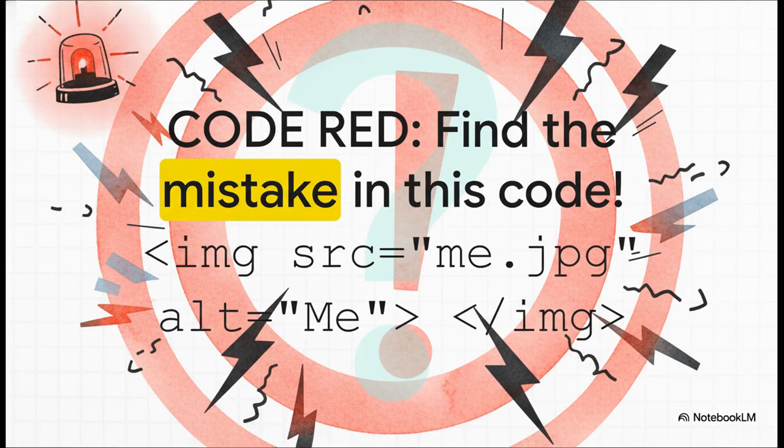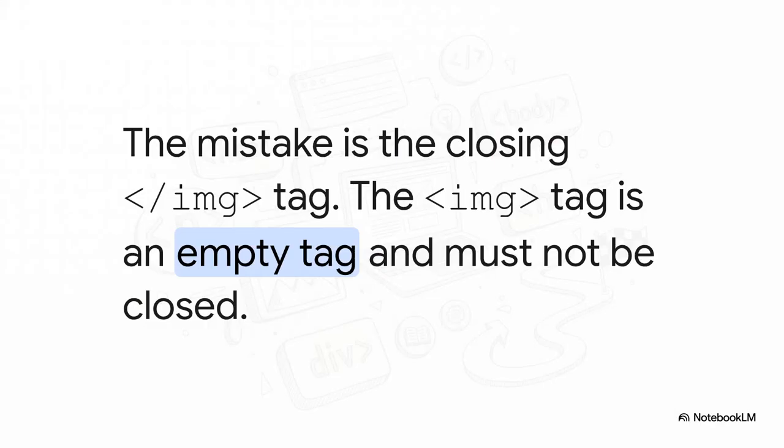Okay, first up, code red. We've got a mistake on the screen. Look at that line of code very, very closely. There is a major error in there. Alex, do you see it? Let's see. Everybody at home, take a good look. What do you think is wrong with that image tag? Got it. Code fixed. The error is that closing ending IMG tag at the end. That's it. We just learned this, right? The IMG tag is an empty tag. It never, ever gets a closing tag.